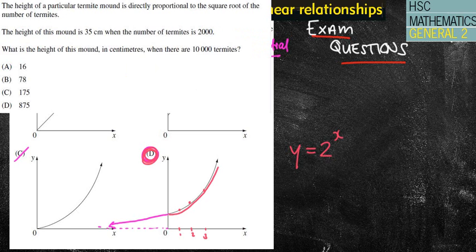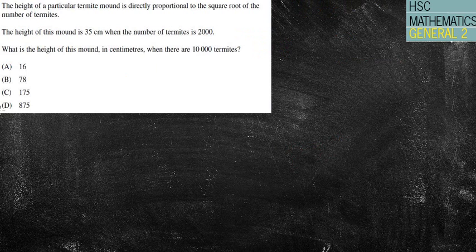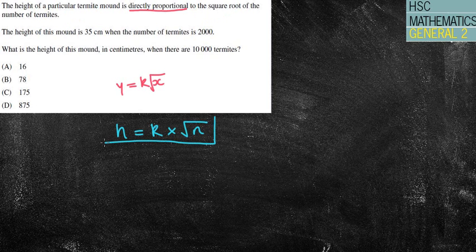Okay, next question. The height of a particular termite mound is directly proportional to the square root of the number of termites. So straight away I'm going to write down y equals k times x, and I'm going to chuck in a square root sign there as well. So I'm going to write that down now with some values. So the height I'm going to put is h equals k times the square root of the number of termites. So I'm going to let that equal n.